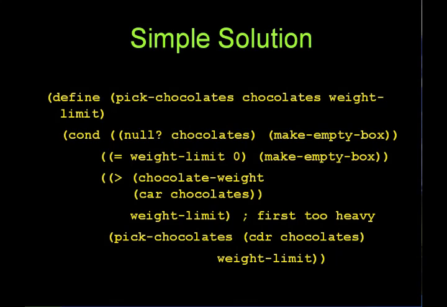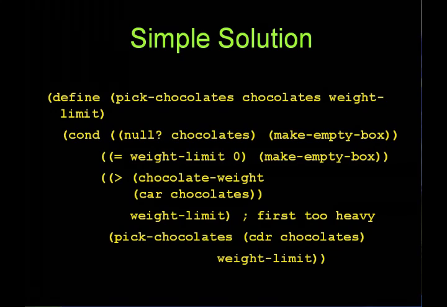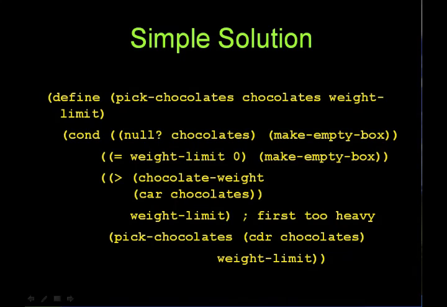Now, suppose we look at the chocolates, which is a list of all the available chocolates. You check the weight of the car of the chocolates, which is the first one. If the weight of the first chocolate is more than the weight limit, then you know that you cannot possibly put the first chocolate inside the box. Then you pick chocolates again, you cdr down the chocolates with the same weight limit. So it's simple recursion.